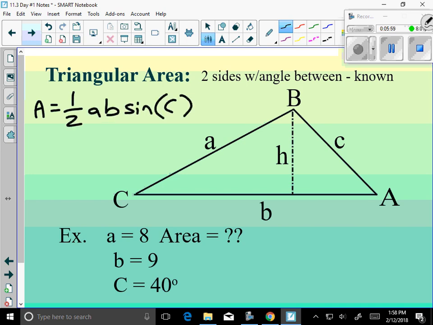I don't like to attach letters to these. Like, I don't really like A and B and C, so I just use side, angle between. Okay, I consider this side, angle between.